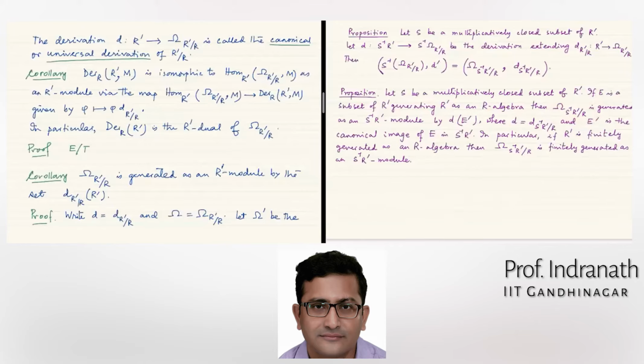Then this is actually an S inverse R dash module, generated by this set D of E dash, where D is this universal derivation and E dash is the canonical image of E in S inverse R dash. In particular, if R dash is a finitely generated R algebra, then this is also finitely generated as an S inverse R dash module. Now, this is what we really need, because if you have a finitely generated R algebra, then you have a finitely generated module for this. Okay, this is very, very important.